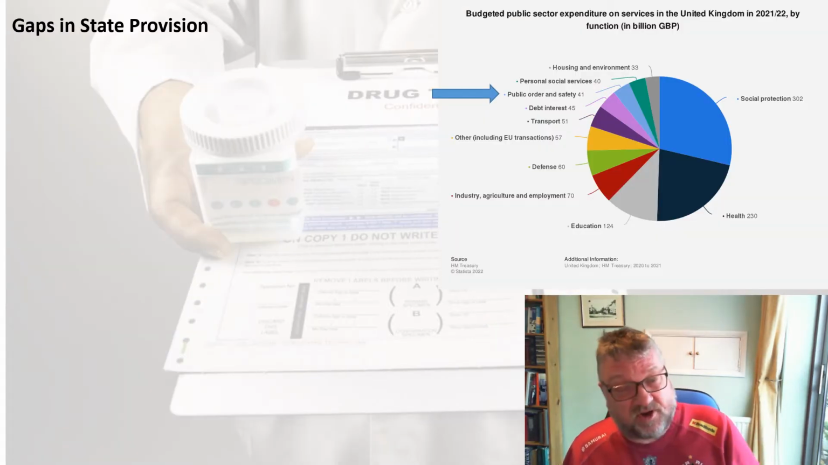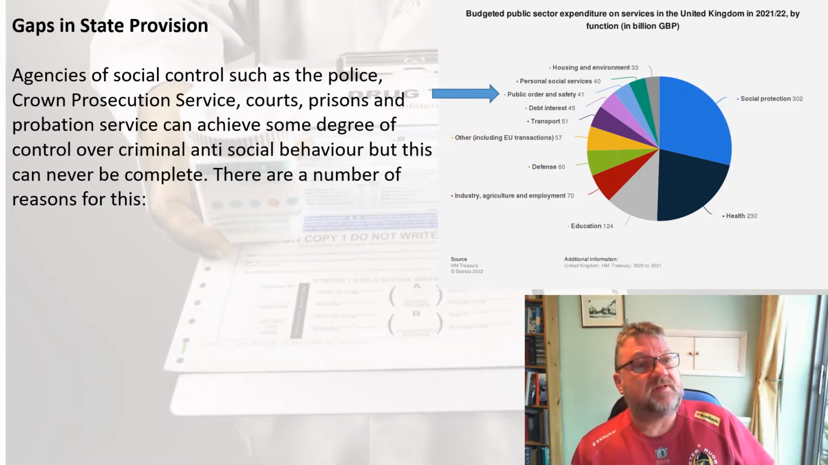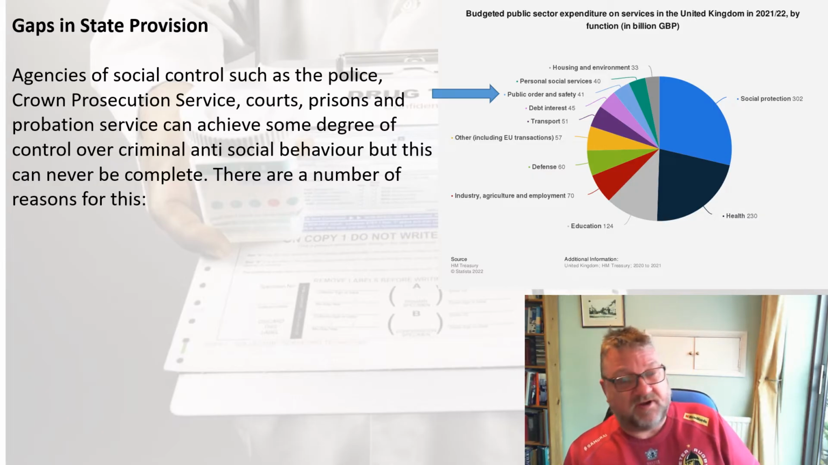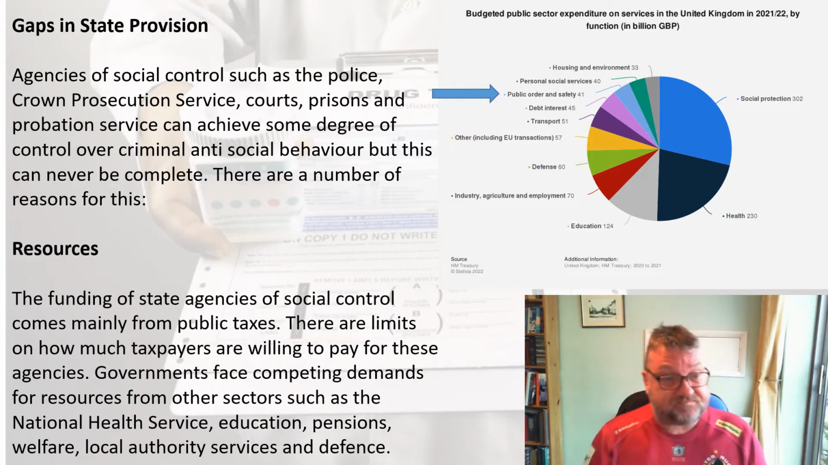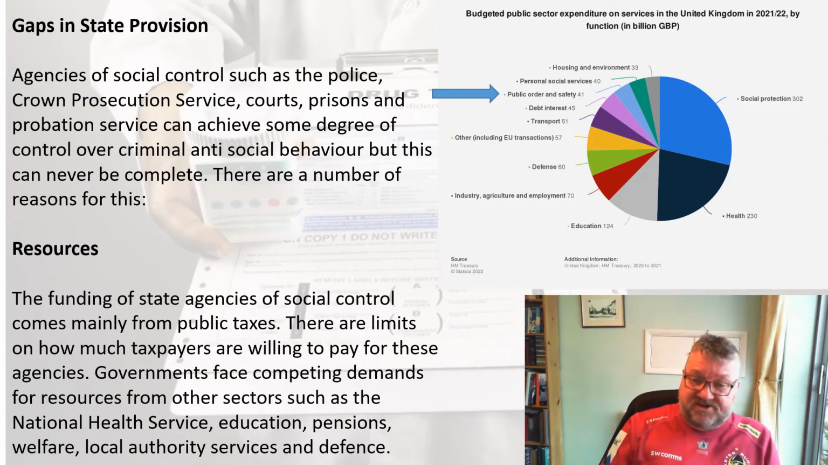That then leads us on to gaps in the state provision. So this is all about the idea that, well, we've got agencies, these agencies of social control: the police, the Crown Prosecution Service, courts, prisons, probation service, etc. They all achieve some degree of control over criminal antisocial behaviour, but it's never complete. And there are reasons for this. And one of the chief reasons for this is resources. Because all these state agencies of social control are funded through our taxes. And there's a limit to how much taxpayers are willing to pay for these agencies.